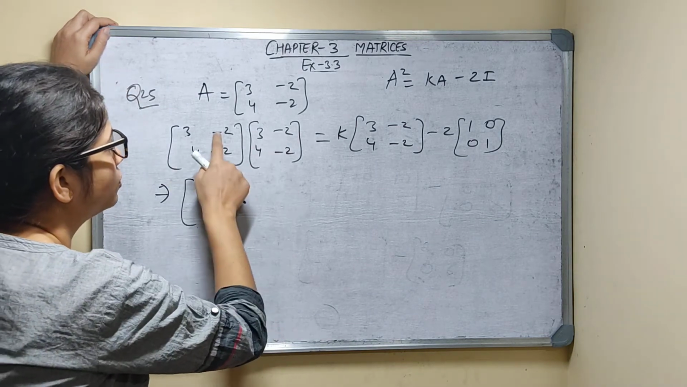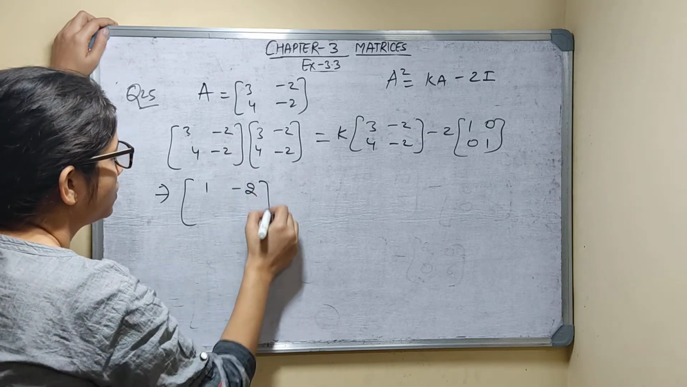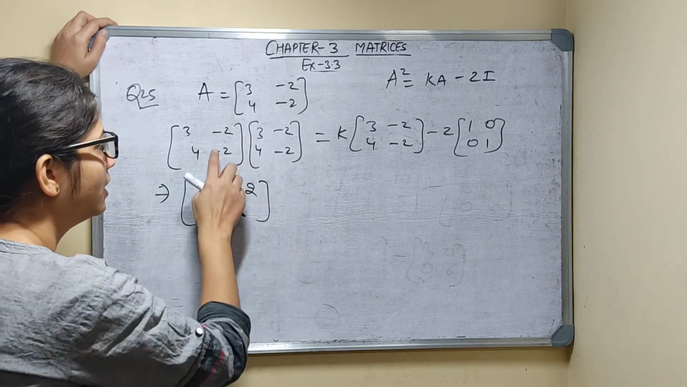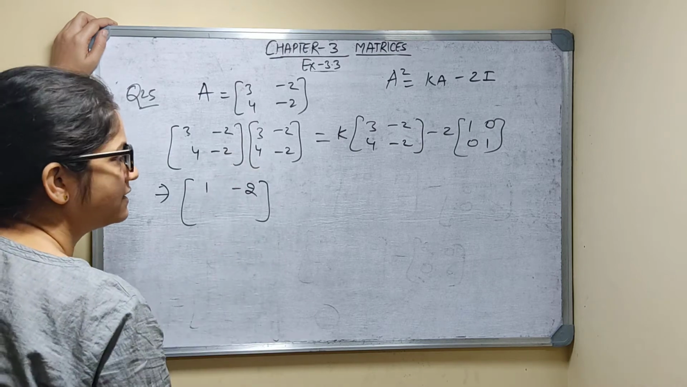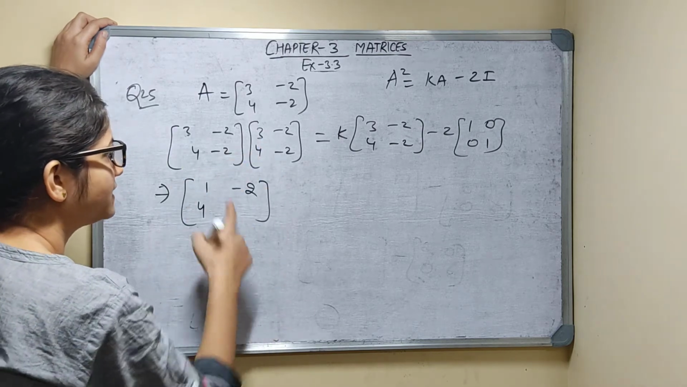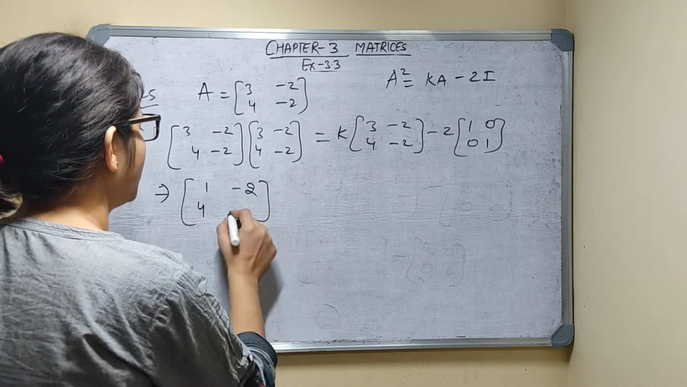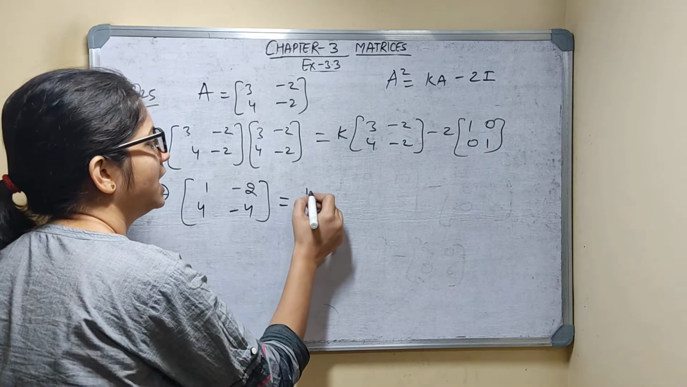So 3 minus 2. 3 into minus 2 is minus 6 plus 4, so minus 2. Then 4 into 3 is 12, minus 2 into 4 is minus 8, 12 minus 8 is 4. 4 into minus 2 is minus 8, minus 2 into minus 2 is plus 4, so minus 8 plus 4, so minus 4. This is equal to K into this.